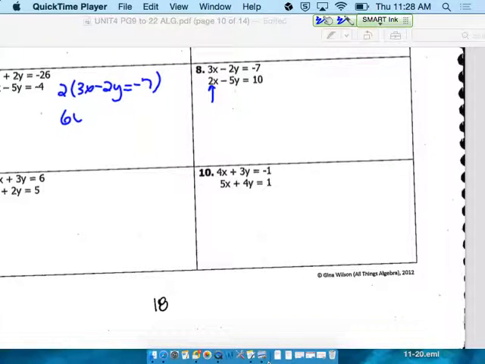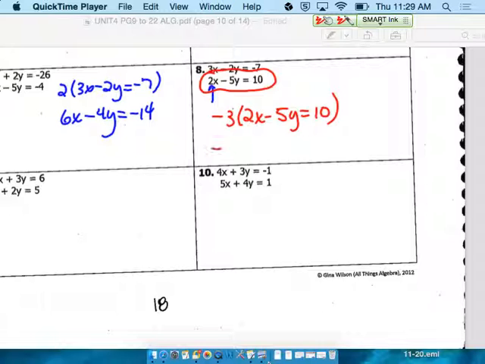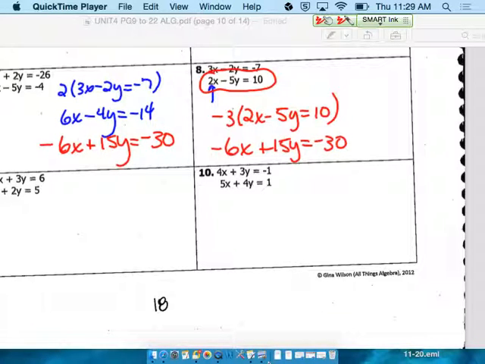So that means I have 6x minus 4y equaling -14. And I'm going to take the second equation and I'm going to multiply this equation by -3. So that means I have -6x plus 15y equaling -30. So now I could bring the two equations together and solve as before. So the difference now is you decide which variable you want to eliminate, and then you have to multiply each term in that equation by the necessary factor in order to create additive inverses.